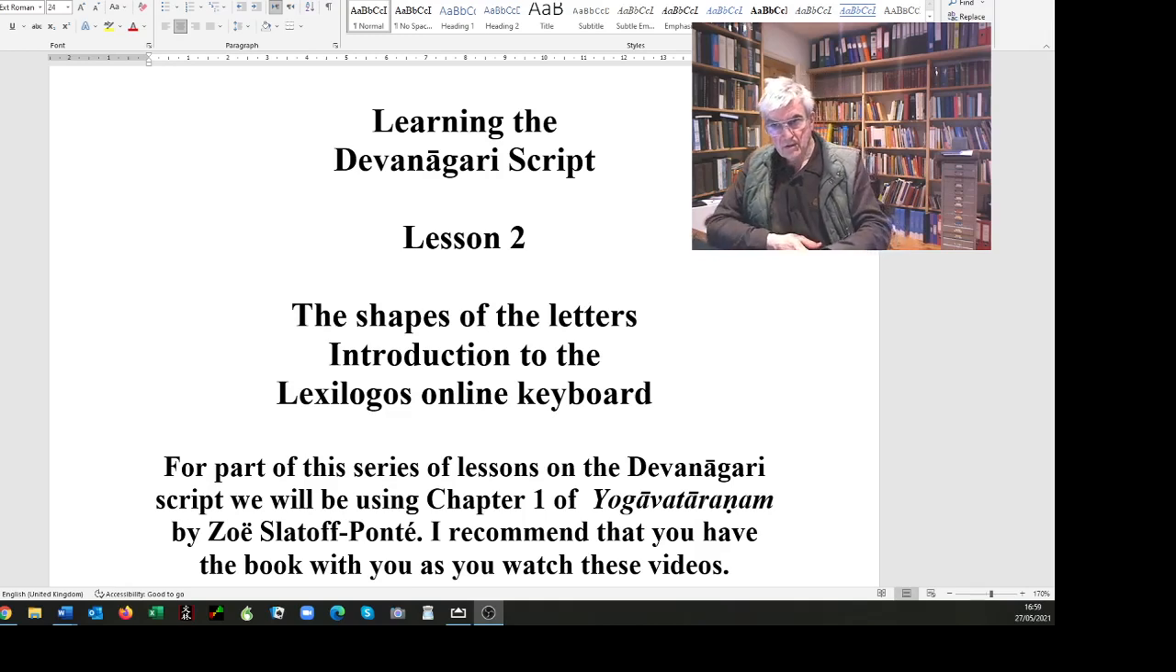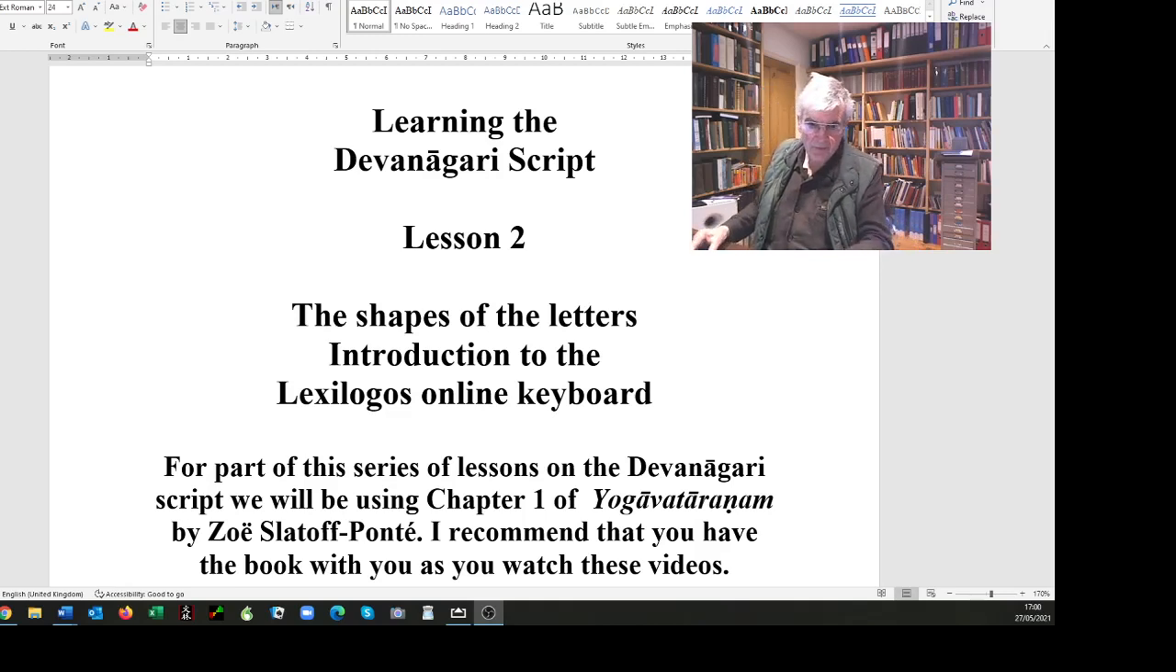I refer, as you've seen, to Yogavasarum. That's Zoe Slatov-Ponte's book, the Sanskrit textbook. If you haven't got it yet, it doesn't matter terribly much. As I said in the earlier video, the internet is just awash with all sorts of material on learning Devanagari. You can see it in any textbook of Sanskrit. I do recommend those who are going to follow the forthcoming Sanskrit language course with me that you get that book. But if you don't have it for the series of lessons on the script, it doesn't actually matter very much.